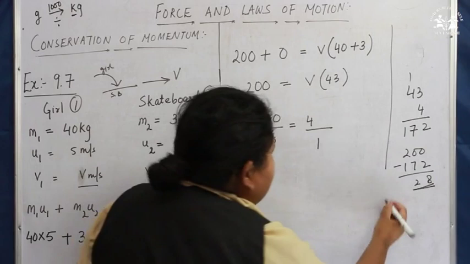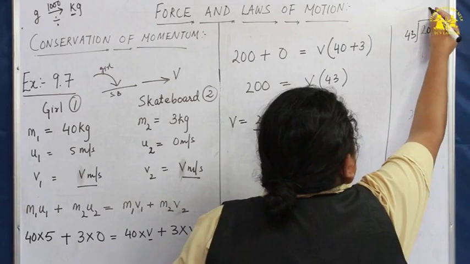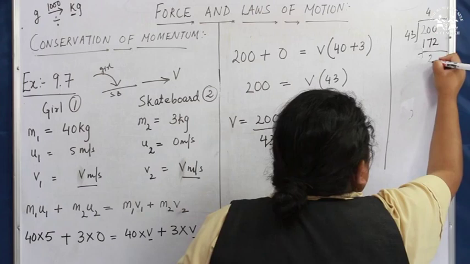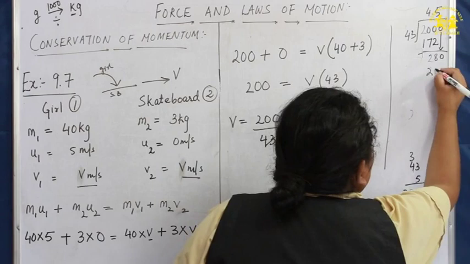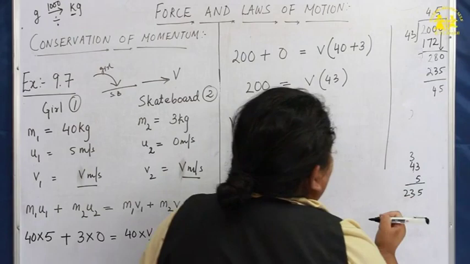So 200, let us divide by 43, right? 43 fours are 172. Subtracting, we get 28, right? Put a point and bring down a 0. Now 43 fives are 235.